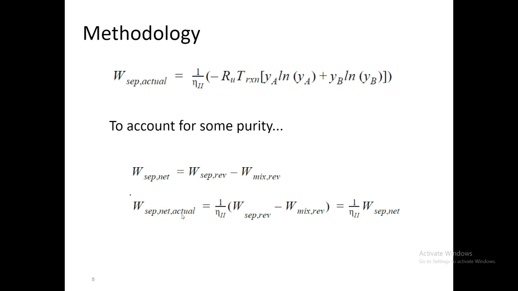So if we're assuming that there is irreversibilities, we just again divide by the efficiency term and we get this final equation. So this is going to be accounting for mixing and accounting for irreversibilities. However, this is just a side.